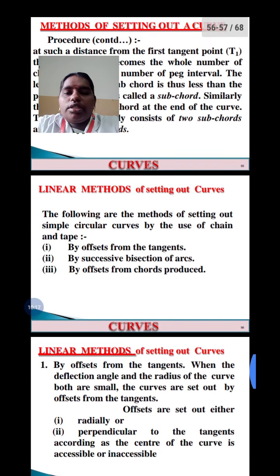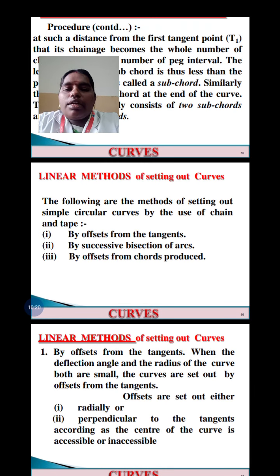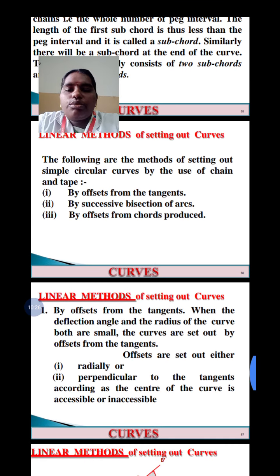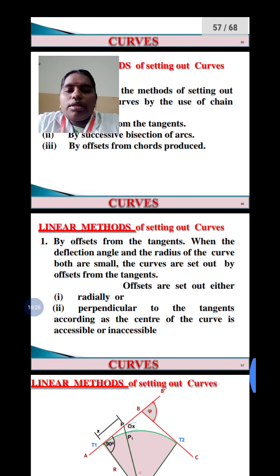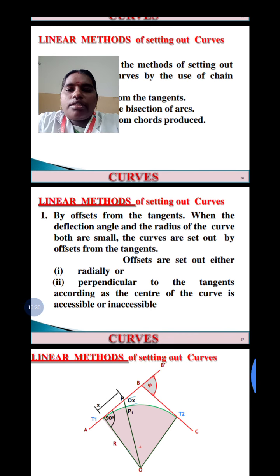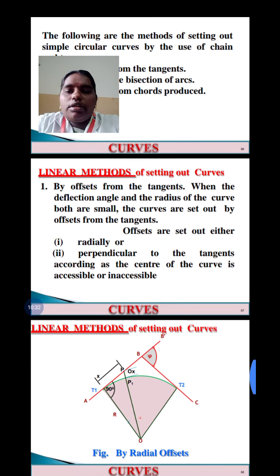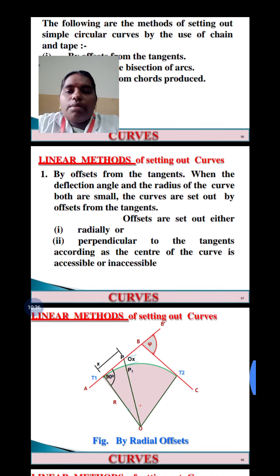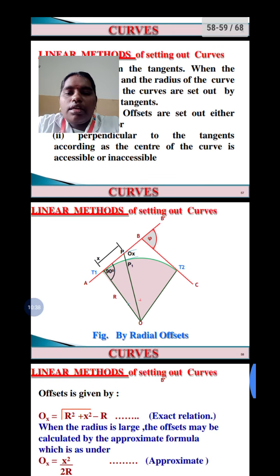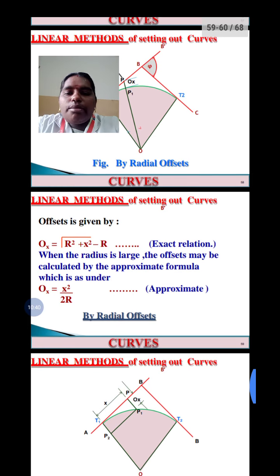This is the procedure. Then the linear methods: first one by offset from the tangents, next one by successive bisection of arc, and the next one by offset from the chord. In linear methods of setting out of curve, first, offsets are set out either radially or perpendicular to the tangents.